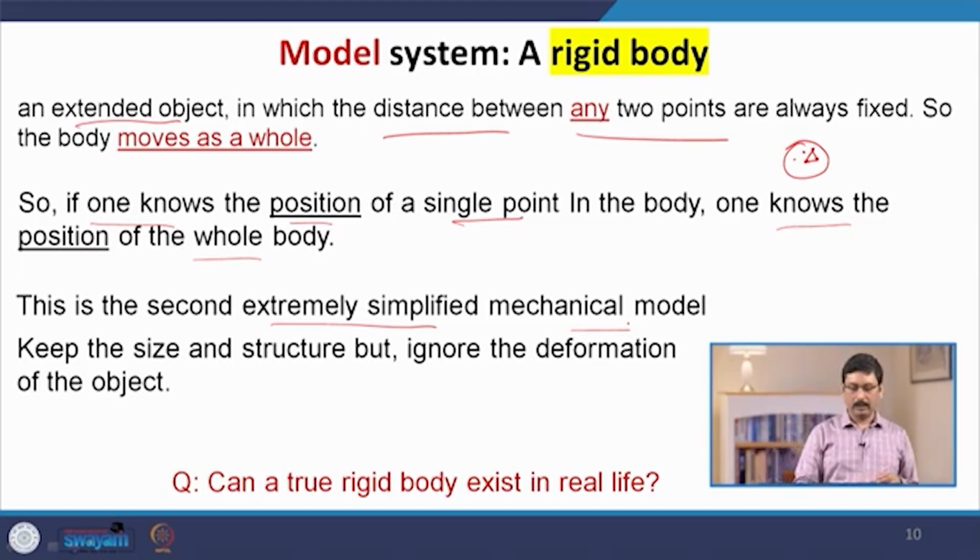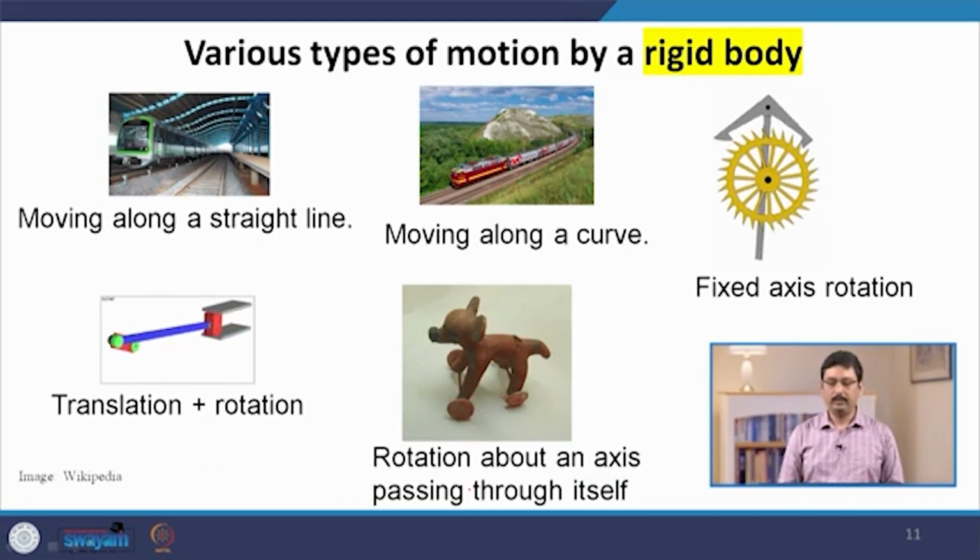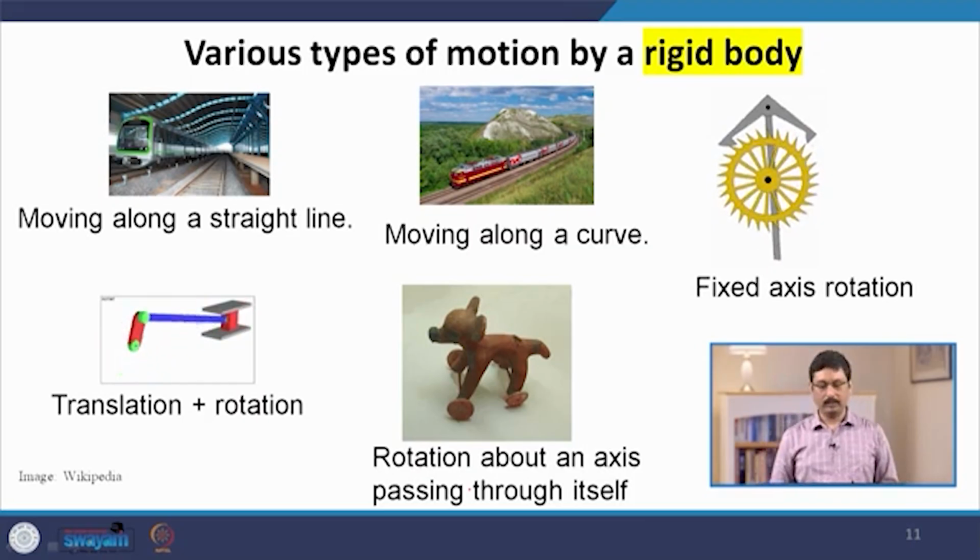So, again I leave this question for you to think about: can a true rigid body exist? Can you think of any example of a truly rigid body in real life?